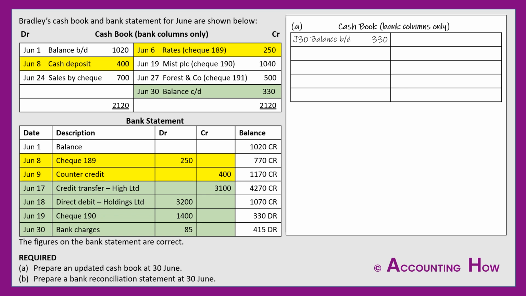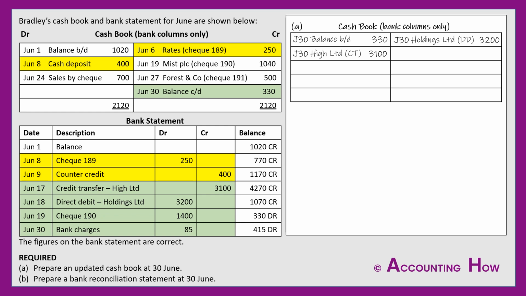So I've put the balance in, and then I'm simply going to go through the things in the bank statement and record them in his cash book. So the first thing, on June the 17th, there was a credit transfer from High Limited. So High Limited has paid Bradley £3,100. And remember, if it's a credit on the bank statement, it will be a debit in the cash book. And there I've entered that in there. That would be double entered into the High Limited account. I've just put CT in brackets, perhaps just to remind anybody looking at the accounts that it was a credit transfer. Next thing is a direct debit that was paid to Holdings Limited for 3,200.